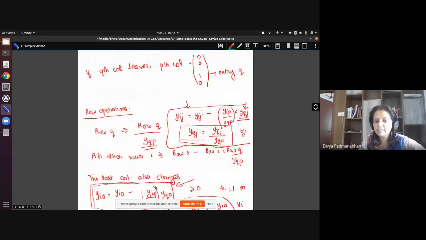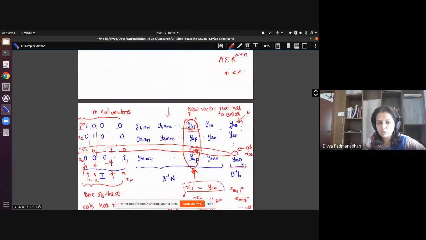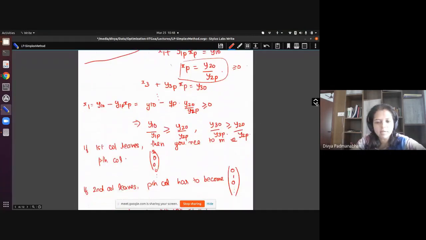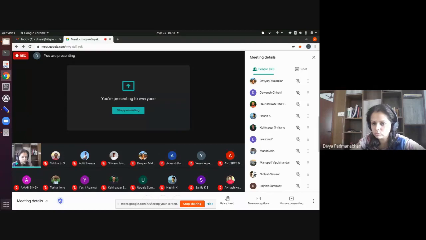And so that's why we get this criterion: you take the ratios YQ0 by YQP, YI0 by YIP. So you have the column which has to enter. You take the last column and take the ratio Y10 by Y1P, then Y20 by Y2P, and so on, and then you find the minimum value. That is the one which will leave the system. Okay, is this idea clear? I will explain it with an example again, but is it clear to you so far?